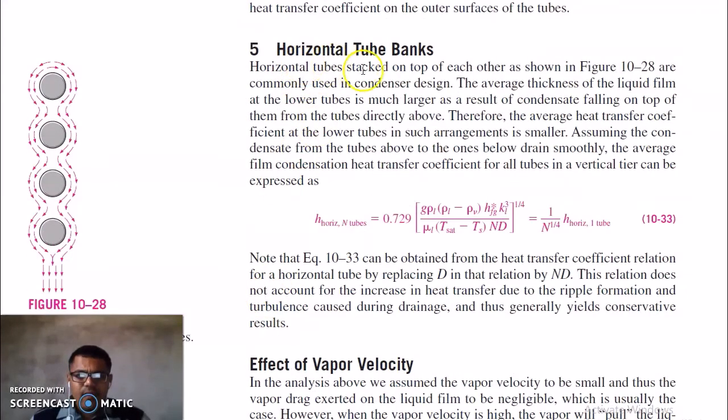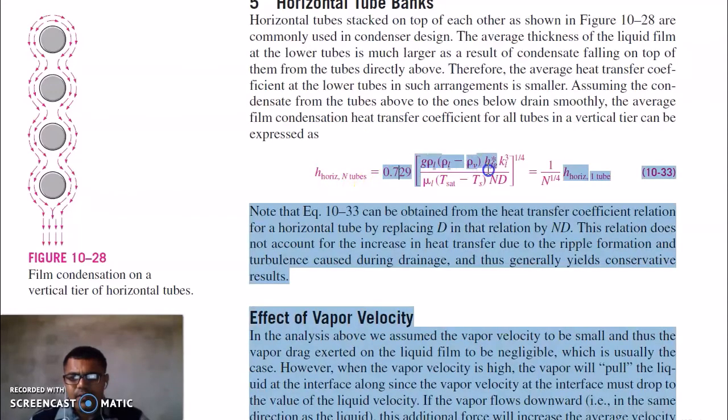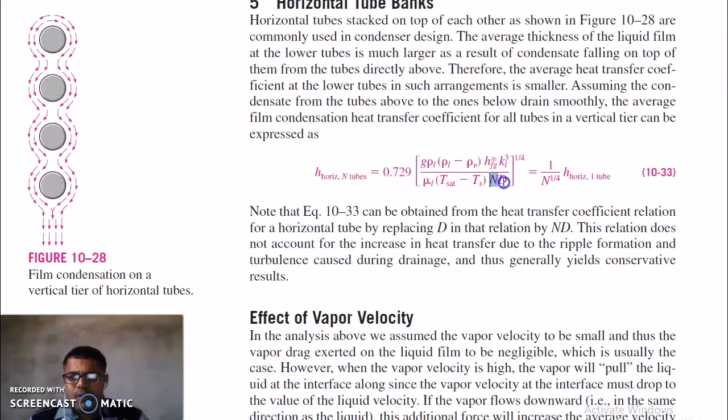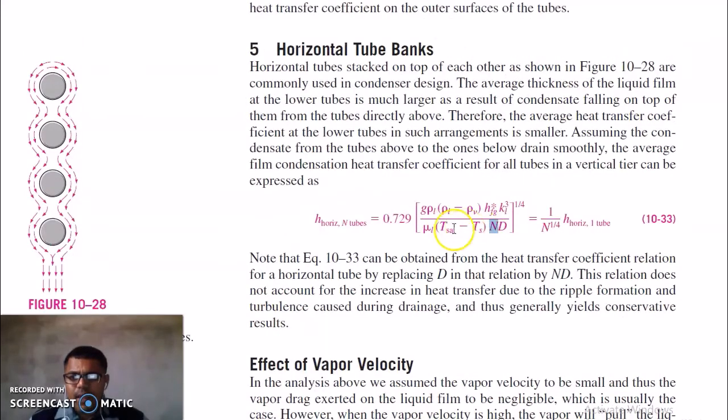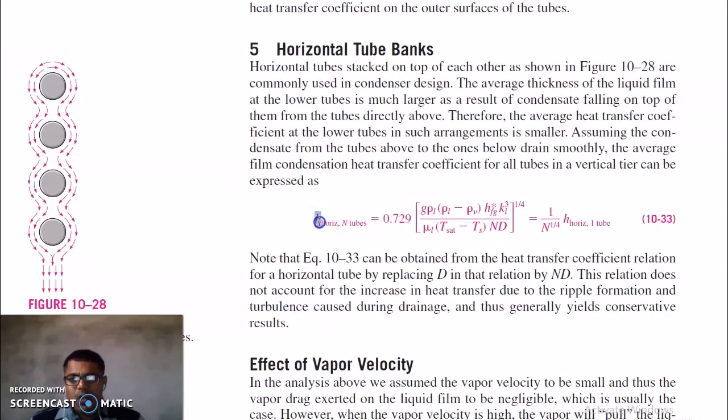Now consider a case in which we have horizontal tube banks. In this case, the relation for the convective heat transfer coefficient for a number of tubes is given by this. You can see if you compare this horizontal tube bank with the single tube, the only difference is that instead of a single tube diameter d we have selected N d. Or you can say the heat transfer coefficient for N horizontal tubes is equal to 1 by N raised to power 1/4 times the heat transfer coefficient for one tube.